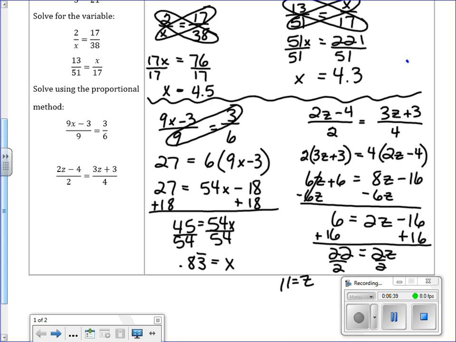If you ran into any problems on this portion of the notes, you have some space at the bottom of the page. Go ahead and jot down some questions that you have. And also at the bottom of this page, just to check that you're actually watching the video, I'd like you to write in the bottom right-hand corner what your favorite sport is.